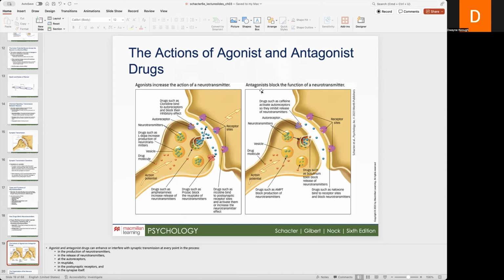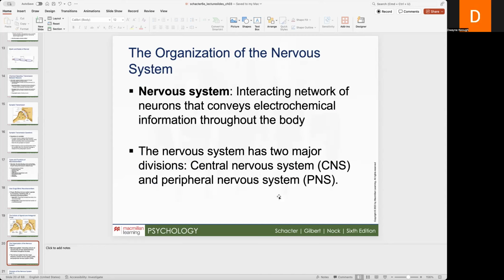There's also antagonists, rather, that block the function. Drugs like caffeine can affect the autoreceptors, so they inhibit the release of neurotransmitters. It's really quite fascinating. Botulism is another one that can block the release of neurotransmitters as well. I believe for that one, the example is acetylcholine, which you can inject. Botulinum or botulism toxin, which is Botox, just inhibits the ability of acetylcholine to fire, which is why you can't make a face once injected in your forehead, for example.